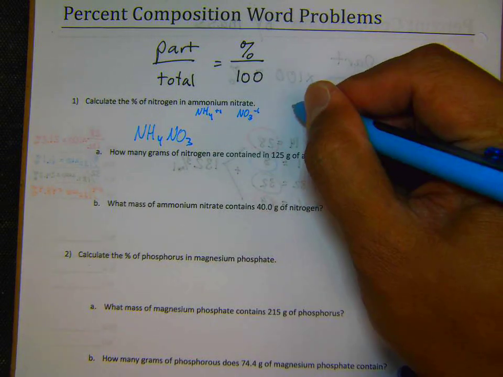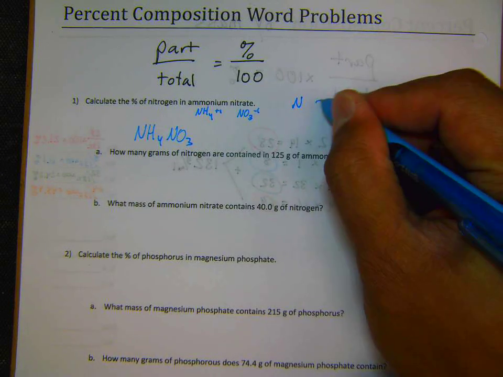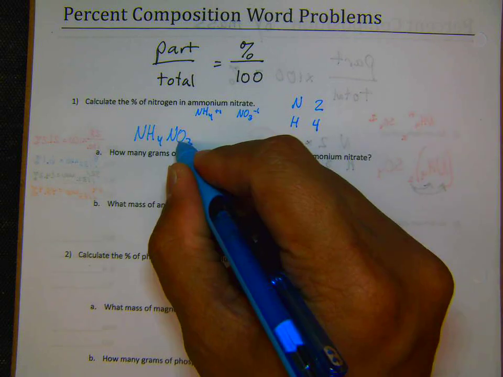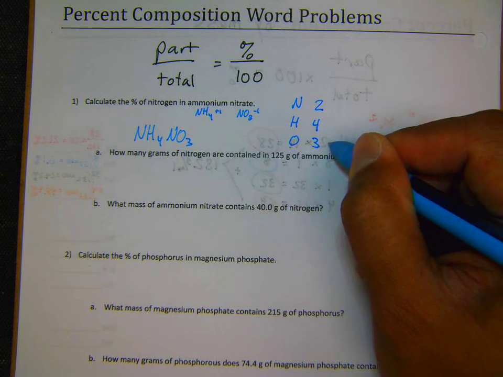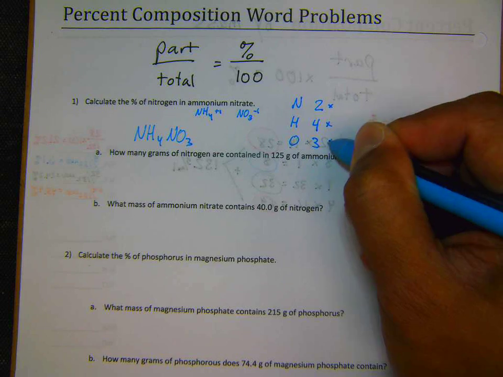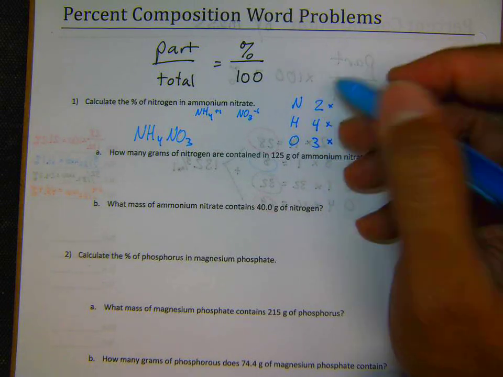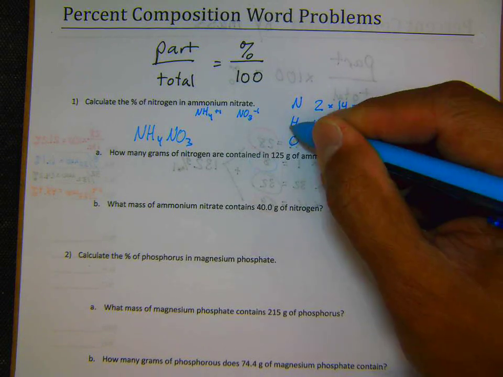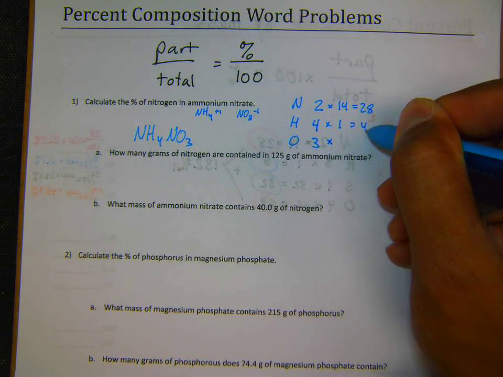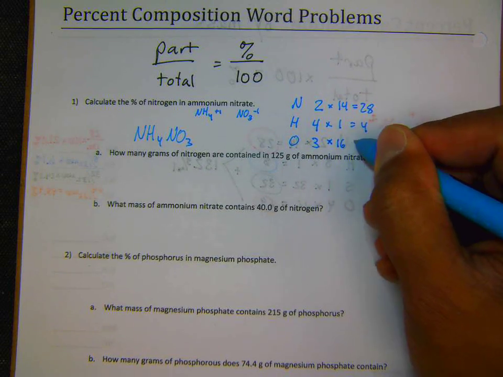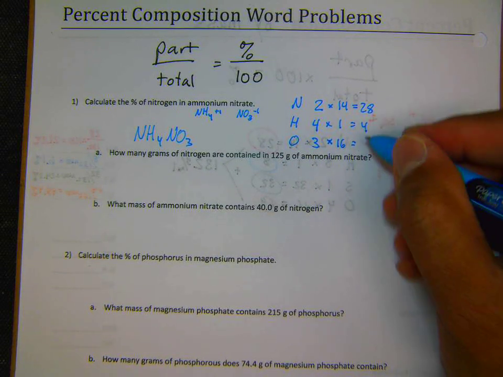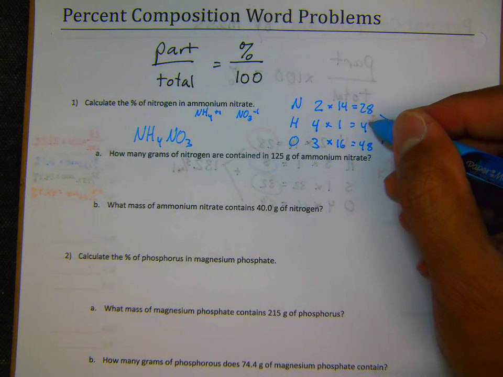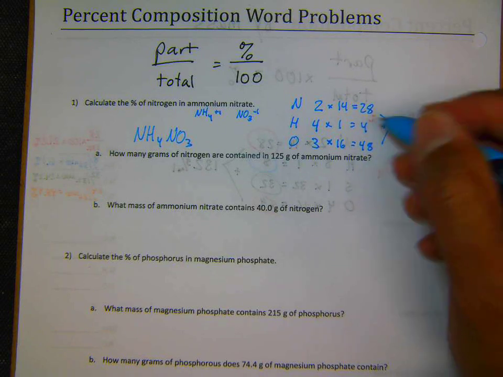So doing an atom count, nitrogen, it looks like I have 2 nitrogens, so I'm going to put 2. Hydrogen, I've got 4 hydrogens, so I'm going to put 4. Oxygens, I have 3 oxygens. And I'm going to multiply them by the molar mass. The molar mass of an atom is called the atomic mass. So nitrogen has the atomic mass of 14, so that's 28. The atomic mass of hydrogen is 1, so that's going to be 4. The atomic mass of oxygen is 16, so 16 times 3 is 48. And I'm going to add these all together, and that's going to be, well, let's see, 30 plus 50, 80.